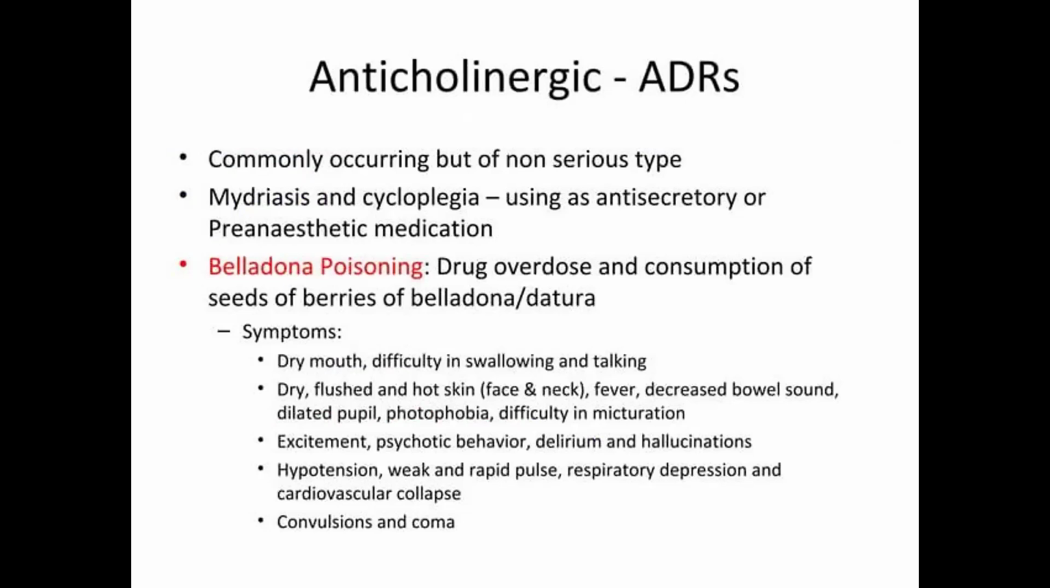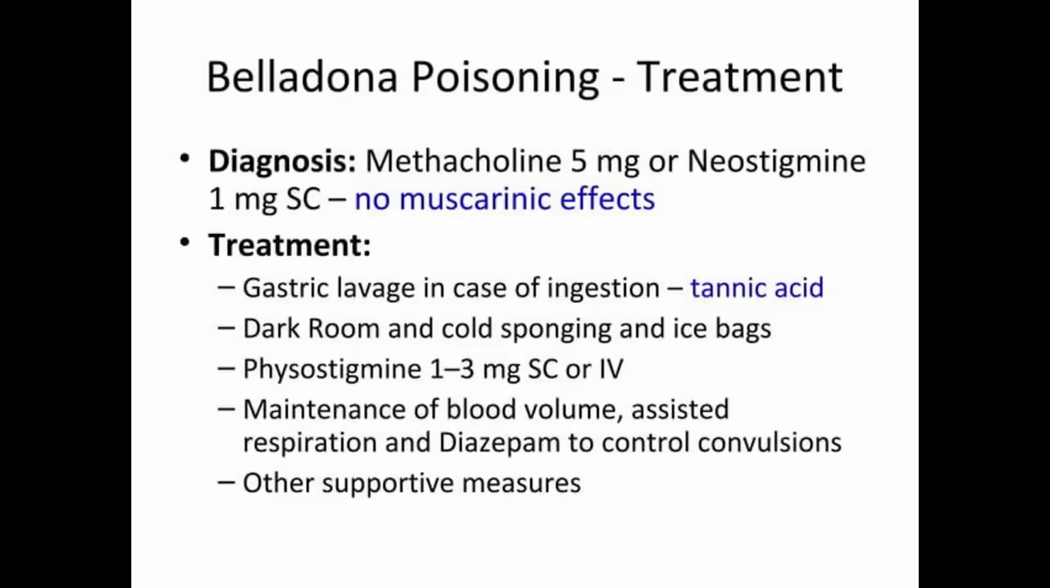Now we have belladonna poisoning. If you use belladonna or datura, rapid pulse, convulsion, coma, hypotension, dilated pupils, photophobia, psychotic behavior, delirium, all such effects can be seen. They are non-specific, although, but they can be seen. In belladonna poisoning, we usually go with methacholine 5 mg or neostigmine 1 milligram subcutaneously. It has no nicotinic effect. I told you, it's a cholinergic drug. I told you it's a surmountable blockade. So we increase the action of the cholinergic, which will decrease the blockade without decreasing the maximal dose response.